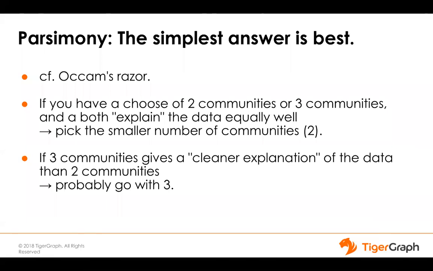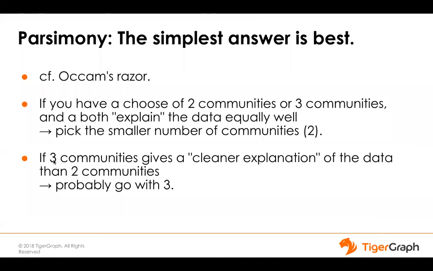So if you have a choice of, should I use 2 communities or 3 communities, and both of them explain the data equally well, that is, for example, using the previous one, the number of joins within the community versus the number of connections outside is about the same whether I use 2 communities or 3 communities, then the parsimony principle would say, pick the smaller number of communities.